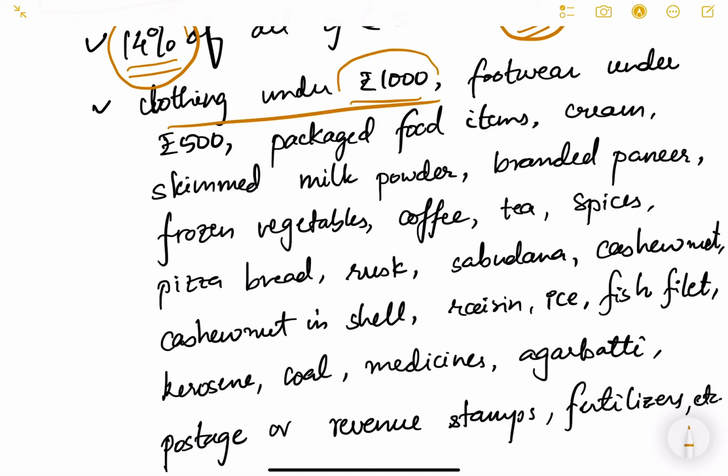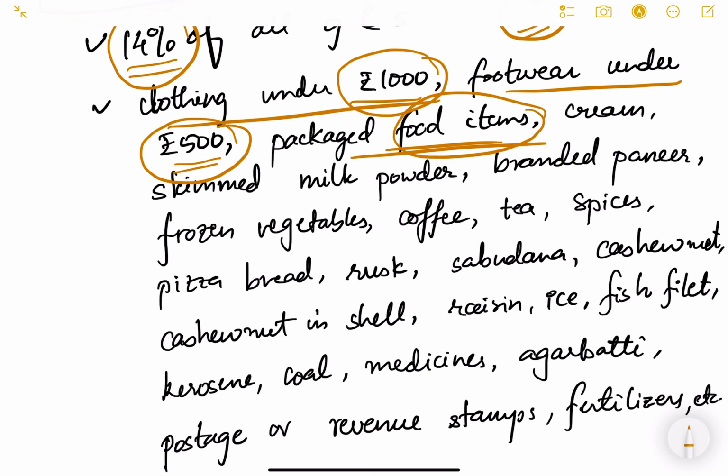Clothing under 1000 rupees. कपड़े जो 1000 रुपए के नीचे जिनकी कीमत है, okay, cloth which have price less than 1000 rupees, they are covered under 5%. Then footwear under 500 rupees, okay, चप्पल जूते जिनकी 500 से कम कीमत है. Packaged food items, food items which are sold after doing some processing, and which are packaged. Then cream, skimmed milk powder.